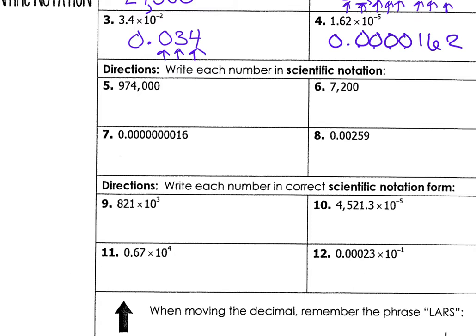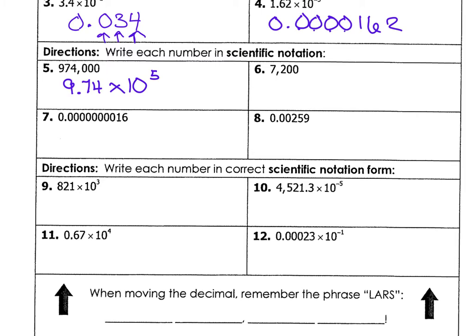Okay, now we're going to go the other way. We're going to put them in scientific notation. So it has to be written as a number between 1 and 10 times a power of 10. Okay? So like this one would be 9 and 74 hundredths times 10 to the 5th power. Okay? Noah, you're going to do number 6.